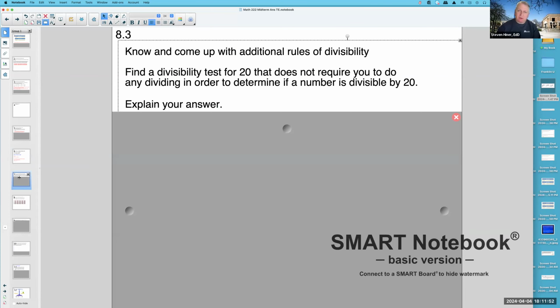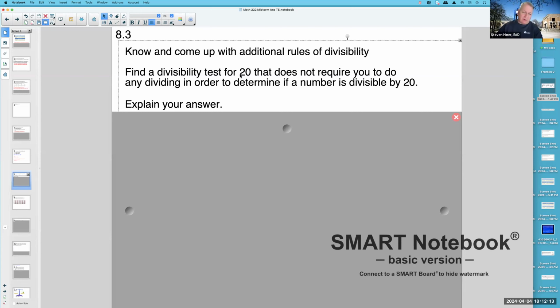Divisibility rules. You want to remember your divisibility rules. So a number is divisible by 3 if I add up the digits and that number is divisible by 3. A number is divisible by 4 if the last 2 digits are divisible by 4, and so on. But what we're going to do is ask you to come up with your own rule. You want to think about every possible combination that you can think of.